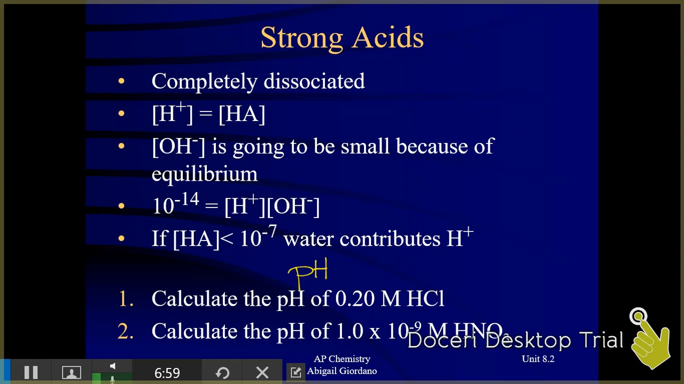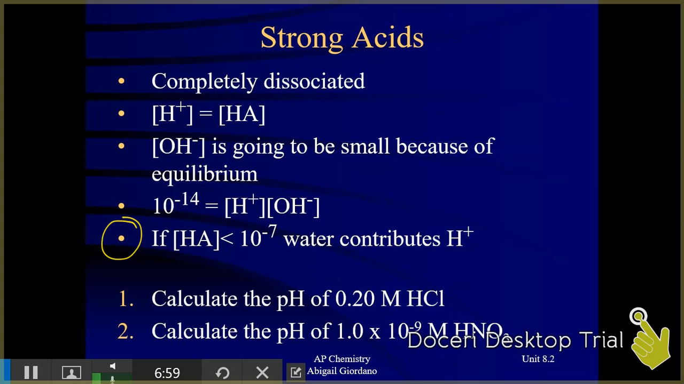Ladies and gentlemen, that's going to give you a pH of 9. And I want you to think about that number for a second. What kind of sense does that make? This is a strong acid. How could it possibly have a pH in the basic range? That doesn't make sense. And that's because that's not correct.